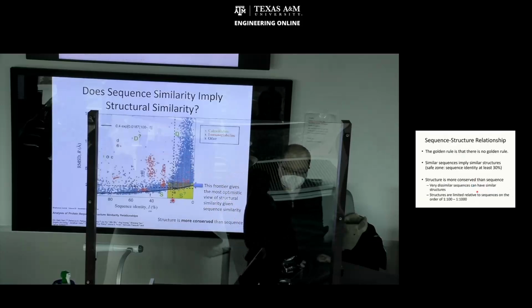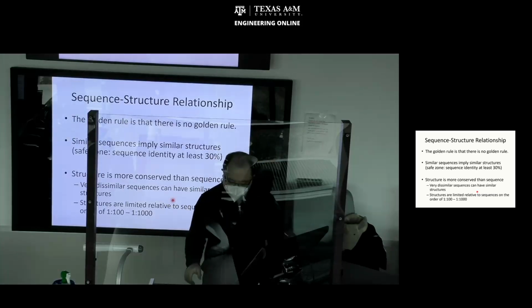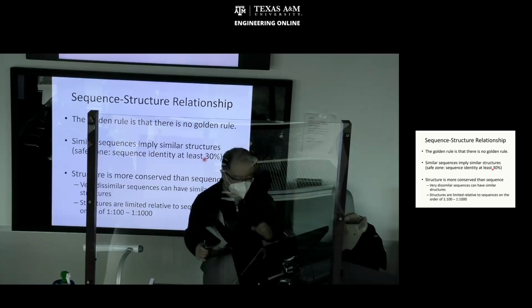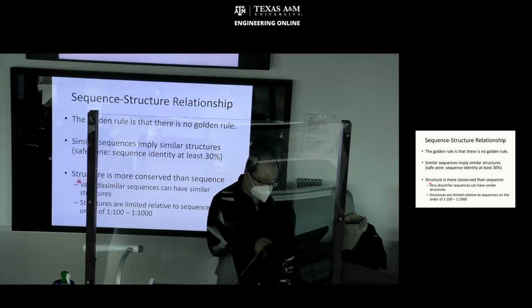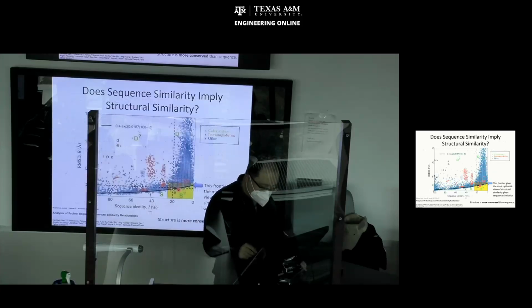So that's my argument. And if I want to summarize, do I see any rule by eyes? There's a golden rule that there's no golden rule. Okay, that's a golden rule. But we can still see that, as I said, similar sequences imply similar structures, especially when the sequence identity is at least 30%. You see that very narrow band, so the optimistic view is not far away from the average view. Then we also learned that structure is more conserved than sequence, because you see that very dissimilar sequences, from 100% identical all the way to 20% or even lower, could have very similar structures, right?